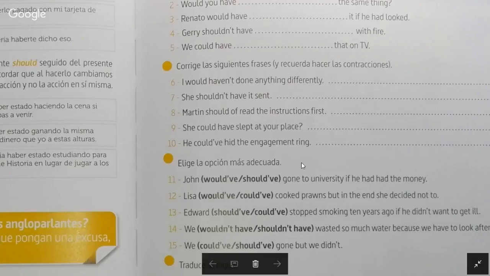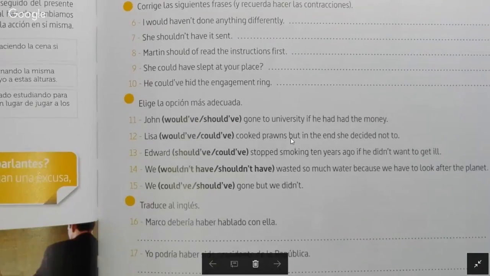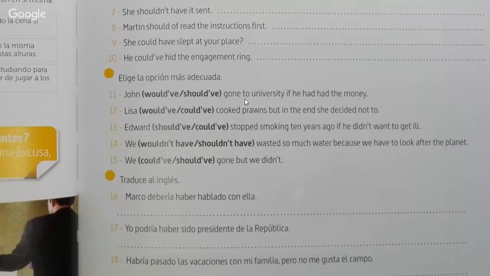Okay. And ten, he couldn't cool off, have hidden the engagement ring. Teacher, each sentence needs the have. Oh, no, there is hidden. He could have hidden. Hidden is the participle of the verb. Ready, teacher. Okay, very good, Jimmy. Thank you, teacher. Okay. Jose Santos, are you there? Yes, teacher, I'm here. Okay, now you're going to choose what is the best option. Would have or should have? Okay.